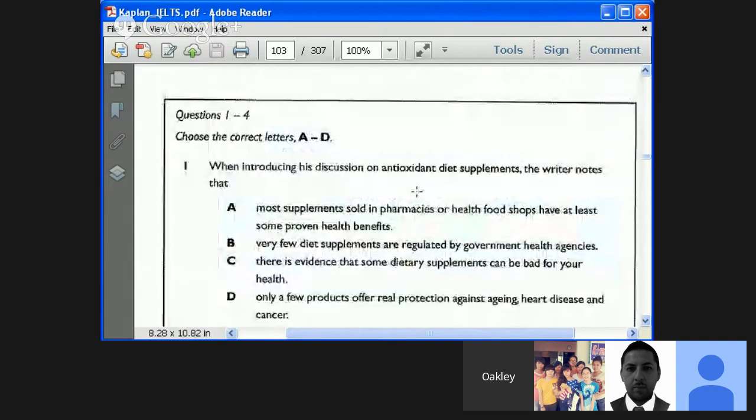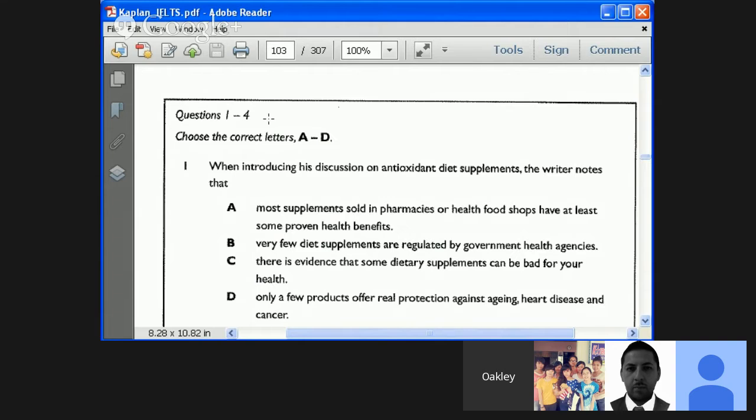IELTS trick. They always put these summary type questions as the first set of questions. You'll have the reading passage and then sets of questions, 1 to 4, 5 to 9, 10 to 15, like that. You'll have 2, 3, or even 4 sets of questions. They normally put a summary question first.